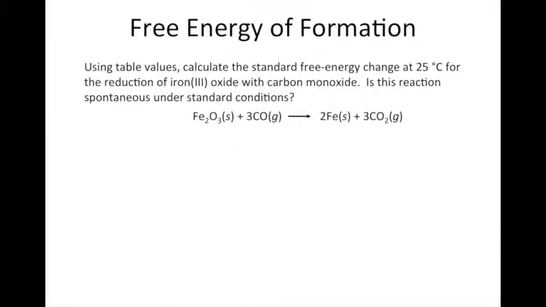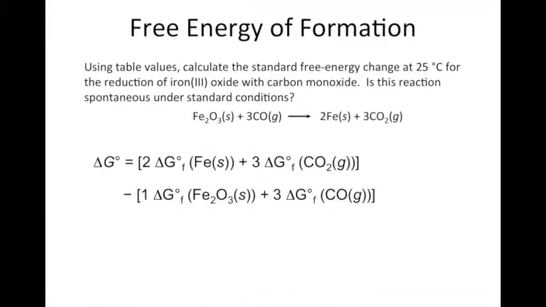Okay, so using our formula and the free energies of formation, we should be able to calculate the standard free energy change for this reaction. We would calculate the free energy change under standard conditions by taking our products, 2 moles of iron, the delta G of formation for iron, plus 3 moles times the delta G of formation of carbon dioxide, minus 1 mole times the delta G of formation of iron 3 oxide, plus 3 moles times the delta G of formation for carbon monoxide. And again, the 2's and 3's come from our stoichiometric coefficients.